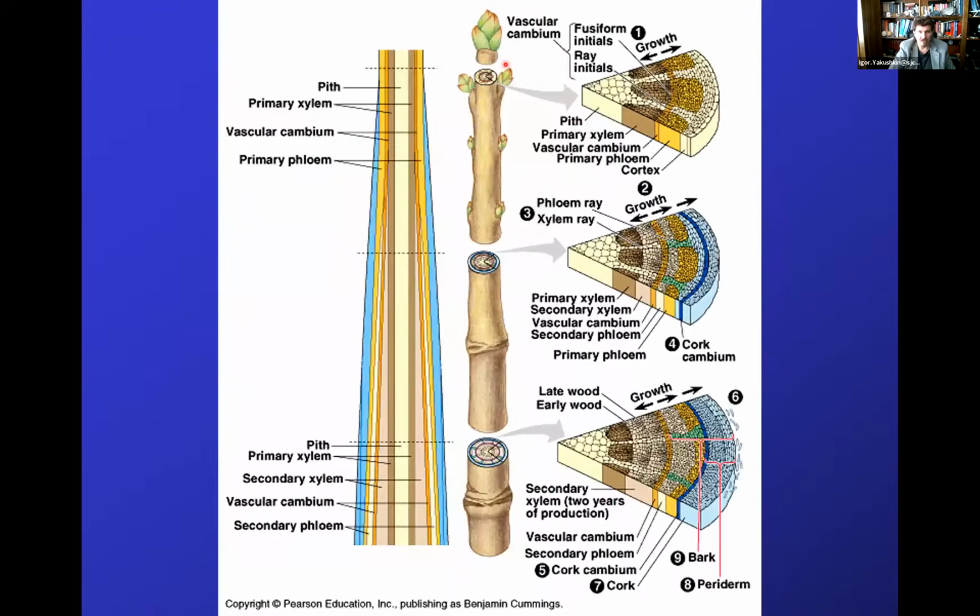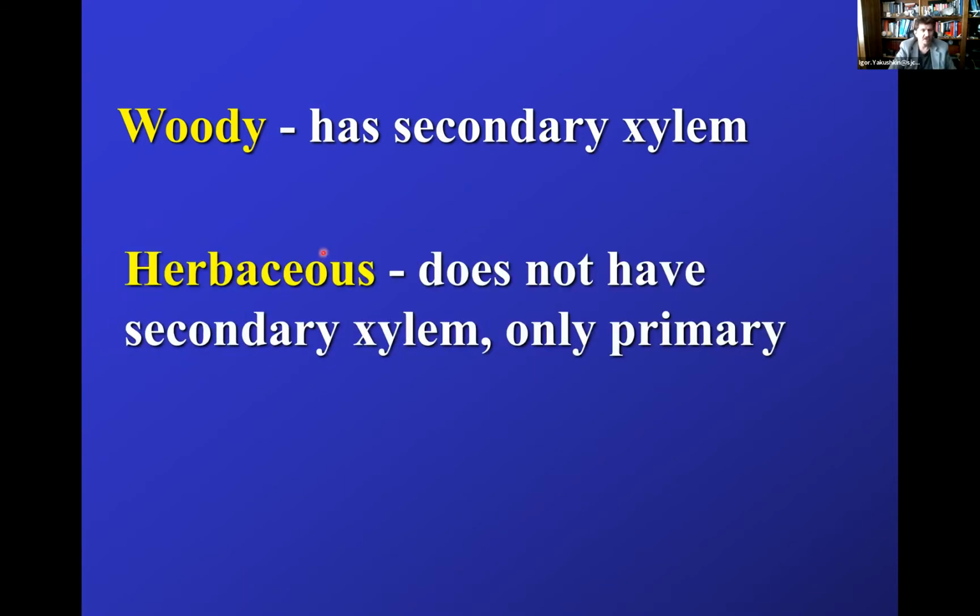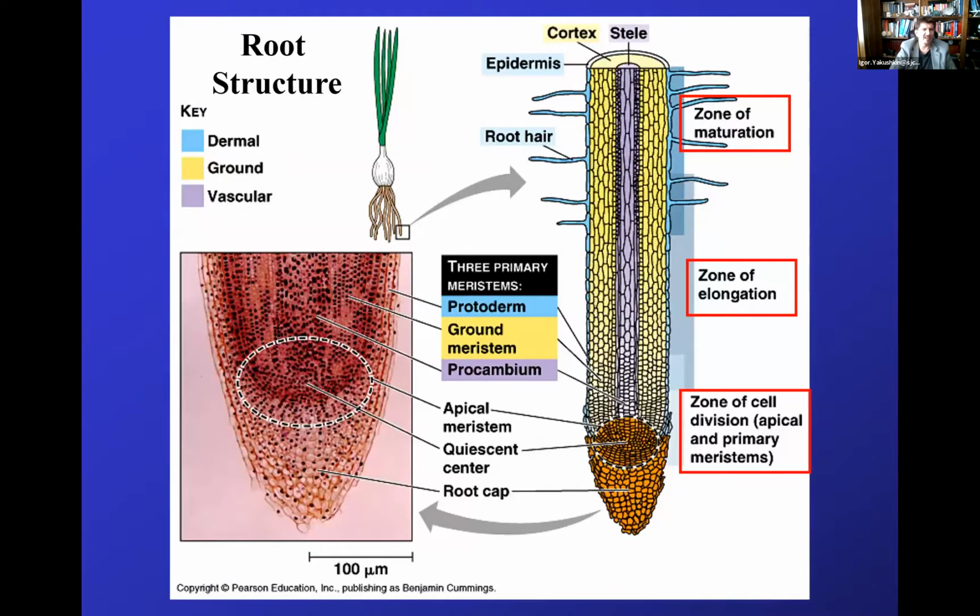So here we have the terminal bud, the auxiliary buds, and then you'll start seeing the layers within the xylem and phloem. If you see any kind of woody plant, it has a secondary xylem, and most likely you're looking at a dicot. Herbaceous plants do not have a secondary xylem, only primary xylem, and could be dicots or monocots.